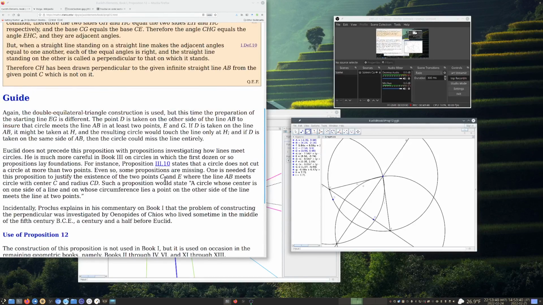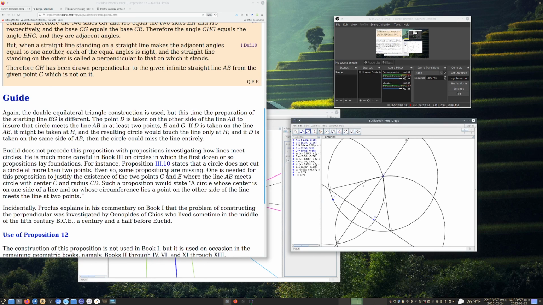G and E, where the line AB meets the circle. Yeah, okay. Such a proposition would state a circle whose center is on one side of a line and whose circumference lies at a point on the other side of the line meets the line at 2 points.